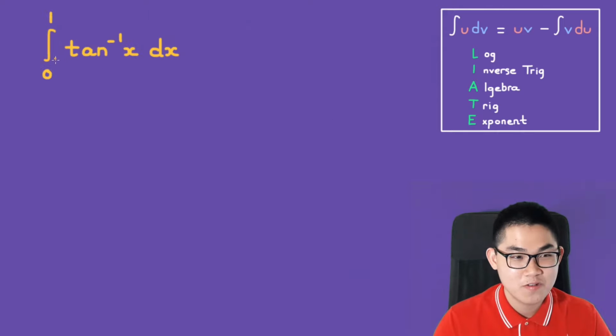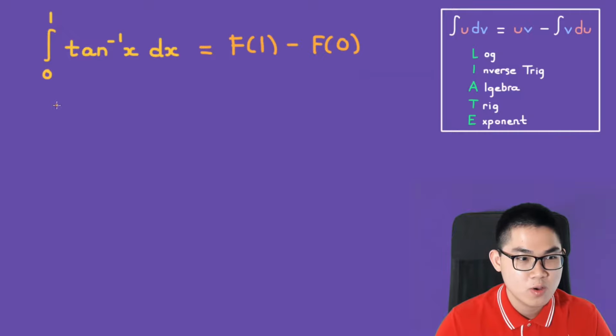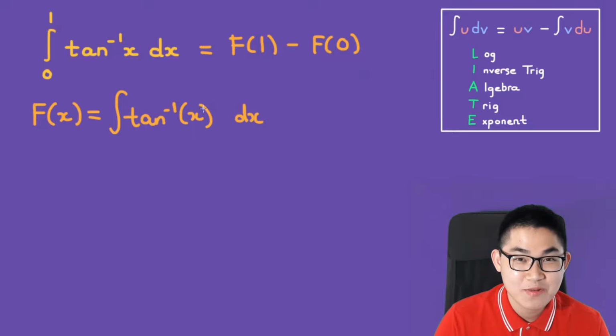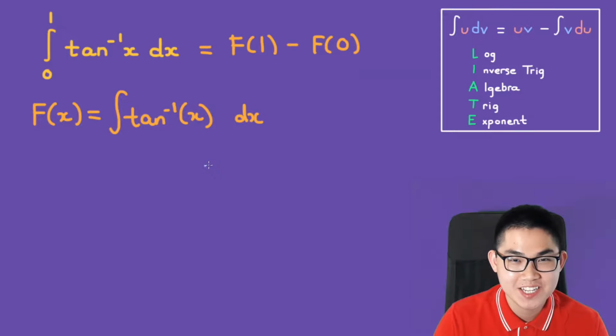The integral from 0 to 1 of arctan of x dx. So using the fundamental theorem of calculus, we have f of 1 minus f of 0, where f of x is the antiderivative. So we need to find the antiderivative of arctan of x dx. And we need to use integration by parts. So we can pretend that this is arctan of x times 1 dx.